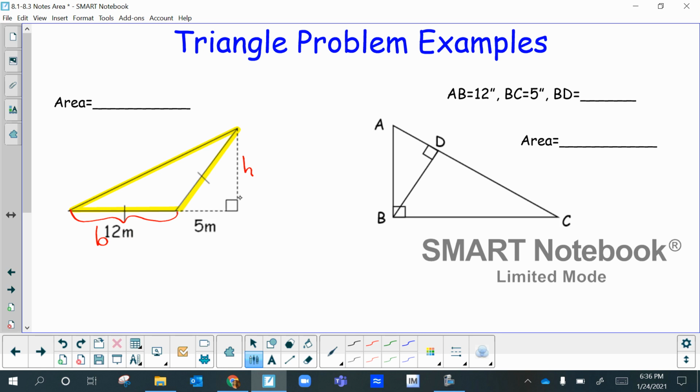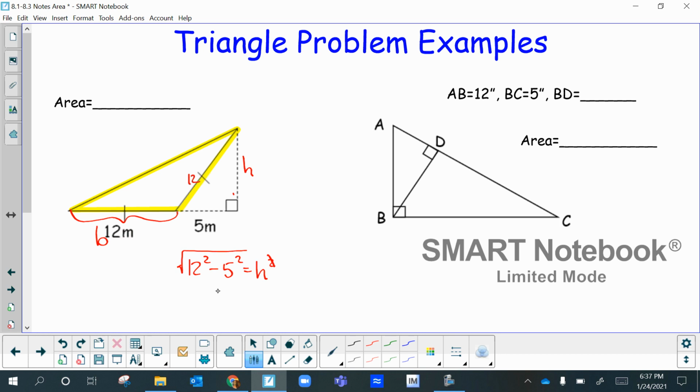We don't even know what it is, but I do notice a right triangle, so we can use our right triangle knowledge to find that. Notice this is an isosceles triangle, so this is going to be 12, and then I'm just going to do Pythagorean theorem to figure out h. So 12 squared minus 5 squared equals h squared. And then we're going to square root at the end to get rid of that.